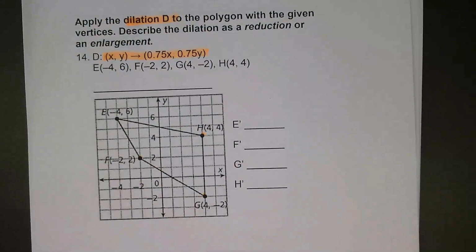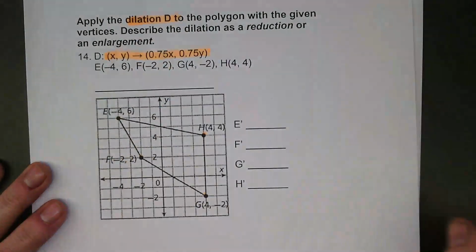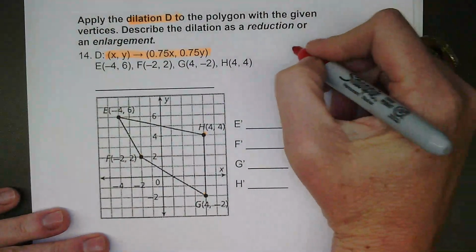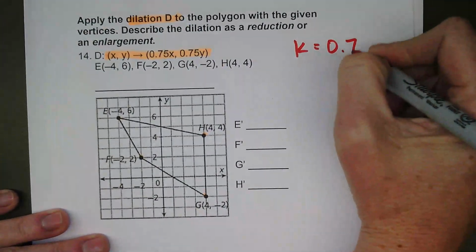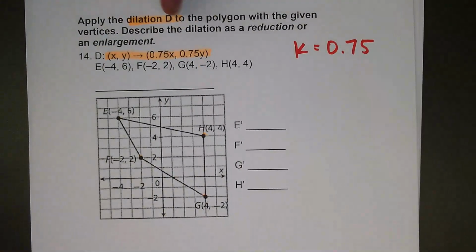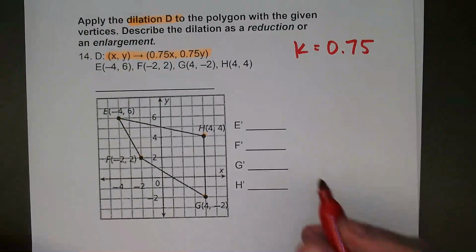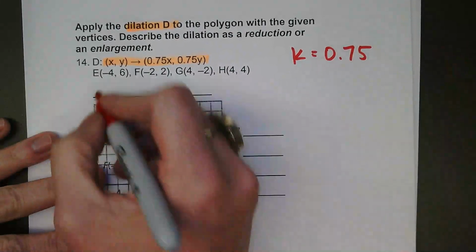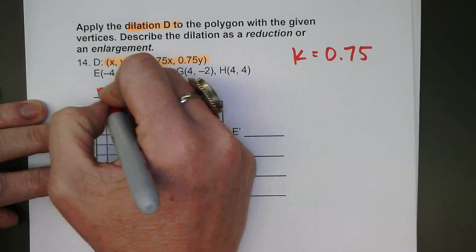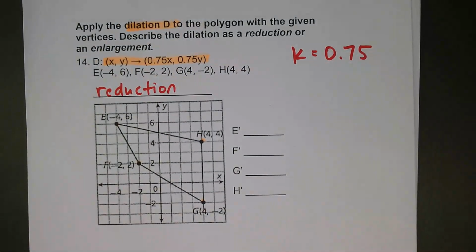Now this is the mathematical notation to tell us we take every point and we're going to multiply it by 0.75. So that's actually giving us our scale factor. Our scale factor is 0.75. So without even doing any of the math, we can actually answer this question, whether it's a reduction or an enlargement, right away, because this value is less than 1. If your k value is less than 1, then you have a reduction. So we know that this is going to get smaller. It's going to be 75% of the original value.